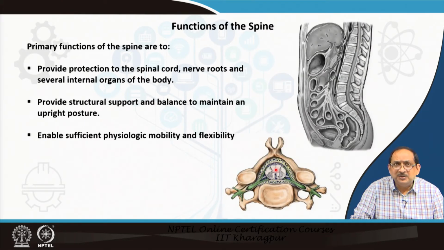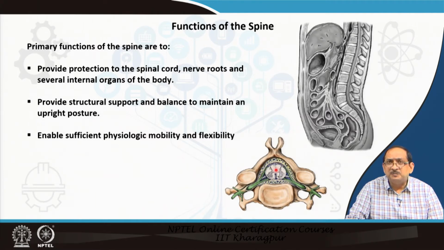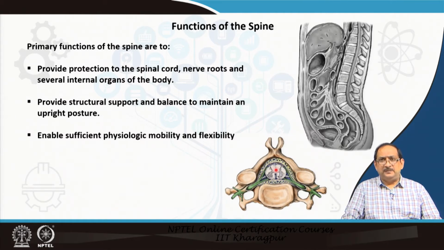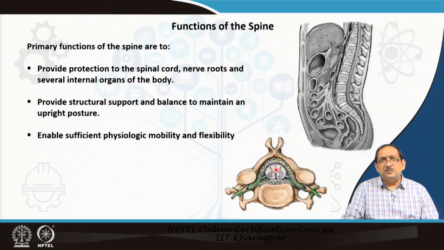The primary functions of the spine are to provide protection to the spinal cord, the nerve roots and several internal organs of the body. The next function is to provide support and balance to maintain an upright posture. And the third is to enable sufficient physiologic movement and flexibility.